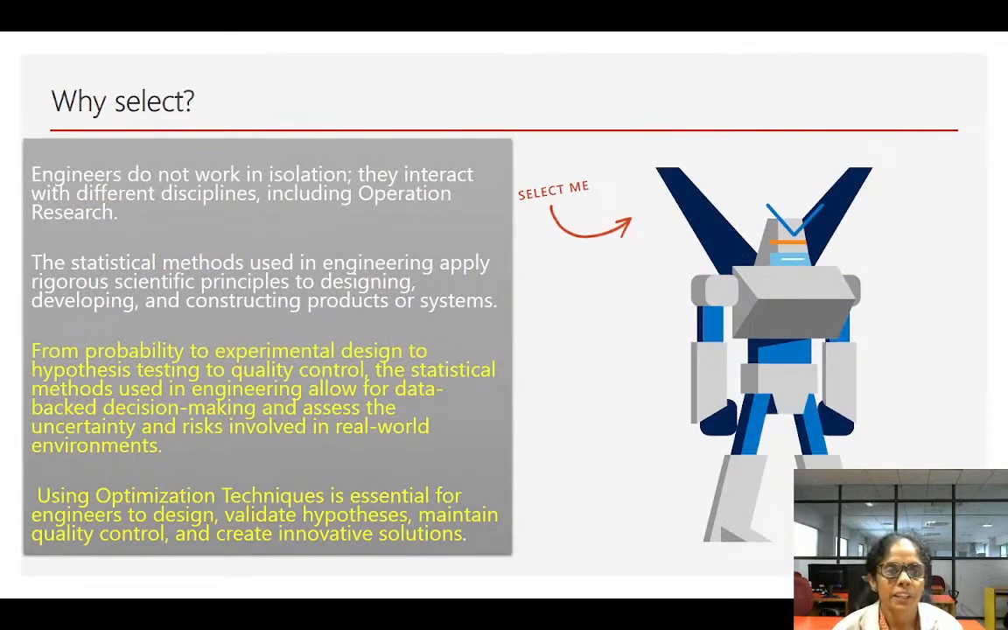Now, why are we selecting operation research? Engineers do not work in isolation. They interact with different disciplines including operation research. The statistical methods used in engineering apply rigorous scientific principles to designing, developing and constructing products or systems. From probability to experimental design to hypothesis testing to quality control, the statistical methods used in engineering allow for data-backed decision making and assess the uncertainty and risk involved in real-world environments. So using optimization techniques is essential for engineers to design, validate hypotheses, maintain quality control and create innovative solutions.